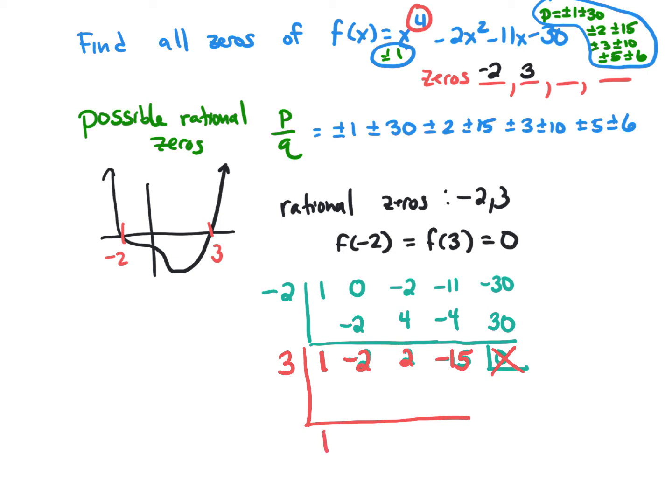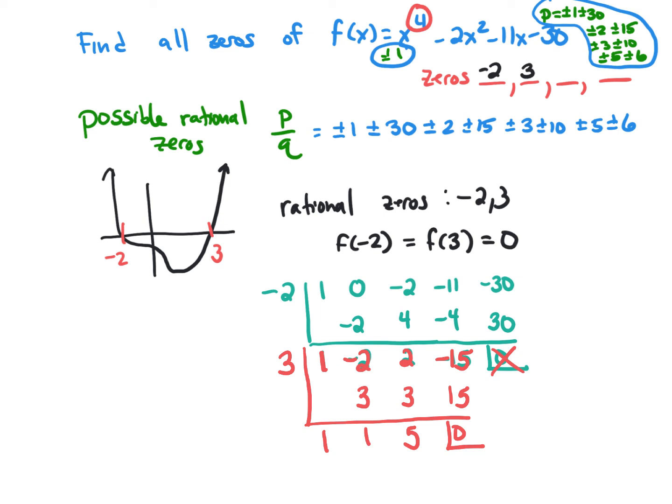So I'm going to drop the 1. 3 times 1 is 3. Negative 2 and 3 is 1. 3 times 1 is 3. 2 plus 3 is 5. And then 3 times 5 is 15. And there is another remainder of 0.